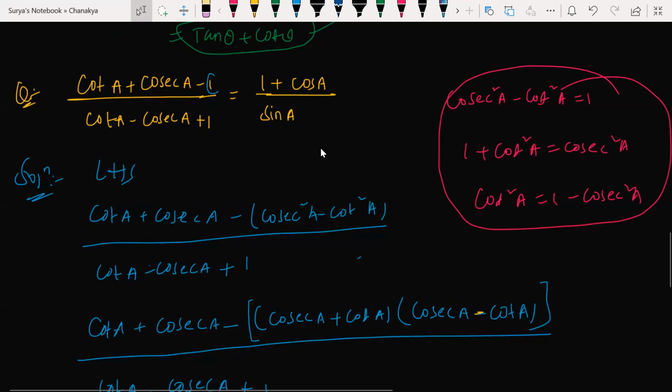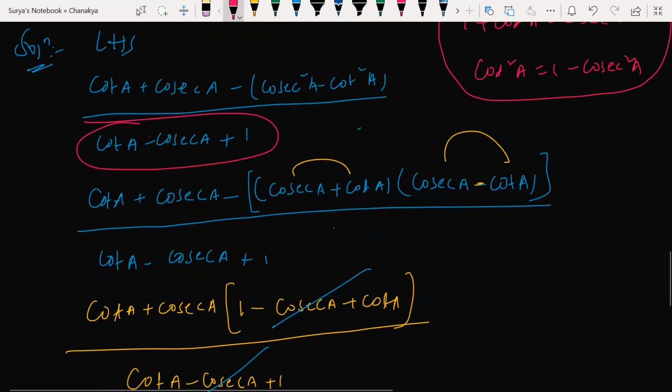This one I wrote as cosec square A minus cot square A. Right now, isn't it looking like A square minus B square? So it is looking like A plus B into A minus B. The denominator, whatever is given in the question, I took as it is here. I didn't even disturb that.